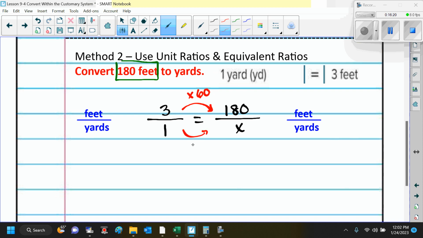All right. So now we're going to multiply 1 times 60, and of course that gives us 60. So x is equal to 60 yards. Very good. 60 yards. And does everybody see when we're converting here from feet to yards, the number, 180, got smaller? Does everybody see that?